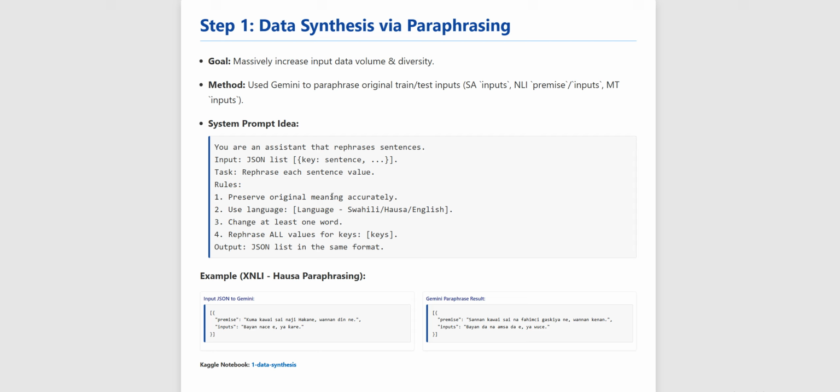Here's a peek at my system prompt to Gemini and a quick example of paraphrasing. It should be noted that I asked Gemini to output structured JSON format. If you're interested in the details, I've shared my full data synthesis notebook on Kaggle. The link is in the description.